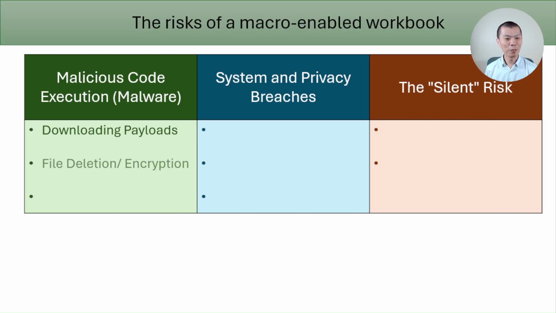The second type could be file deletion or encryption. Some people may not be aware we are able to use macro to remove files, and that's very dangerous if you're not aware of this. And some macros could also encrypt certain things, then ask you for money. That's something like ransomware. It encrypts your file until you pay them money, and then you have a chance to recover your file.